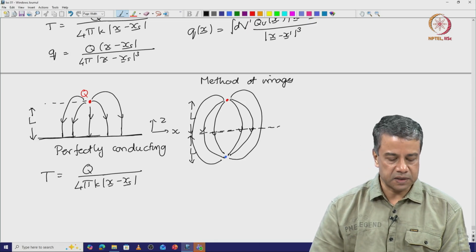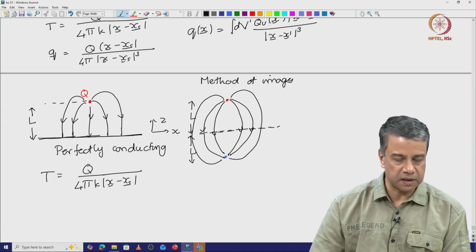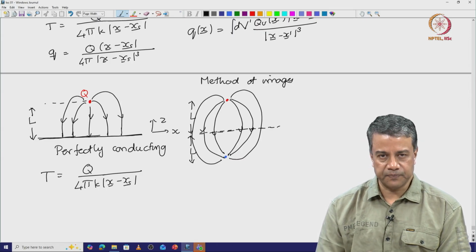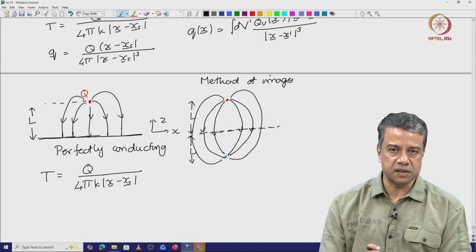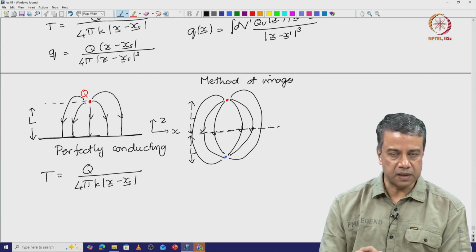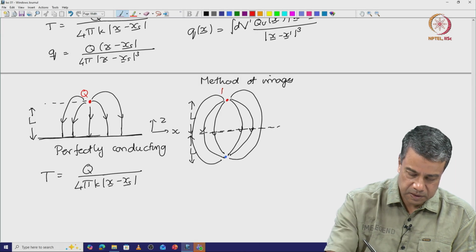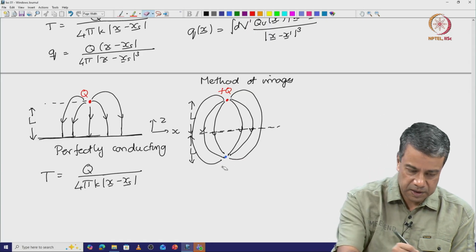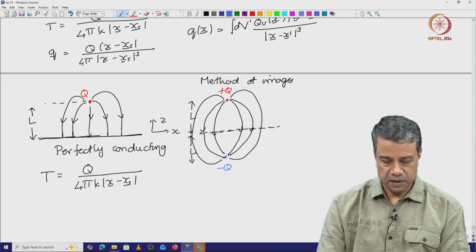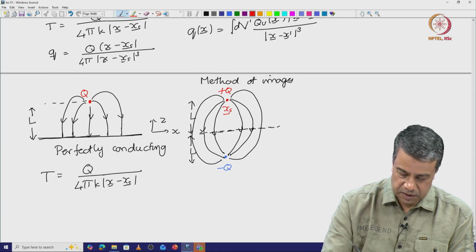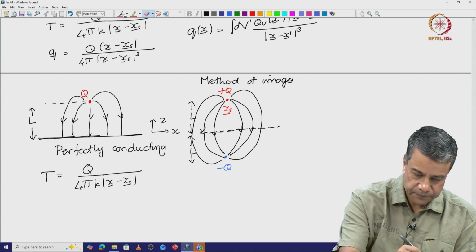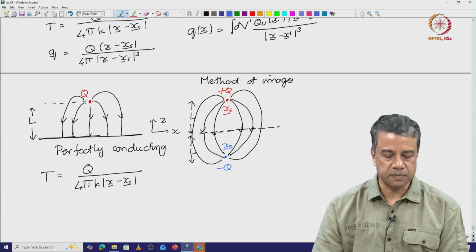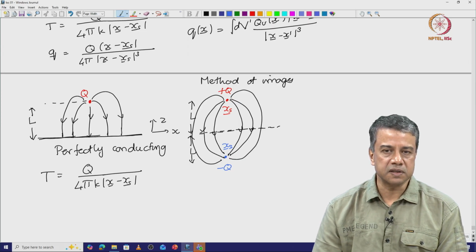So, the physical problem of a source placed next to a perfectly conducting wall has been replaced by a problem where there is no wall, but there is a source at a distance L above where the wall should have been, and a sink at a distance L below. So, this one is plus Q and this one is minus Q. The sink at minus Q is what is called the image. So, if this is the source location x source, this is the location of the image, x image. The source is a perpendicular distance L above, the image is a perpendicular distance L below.